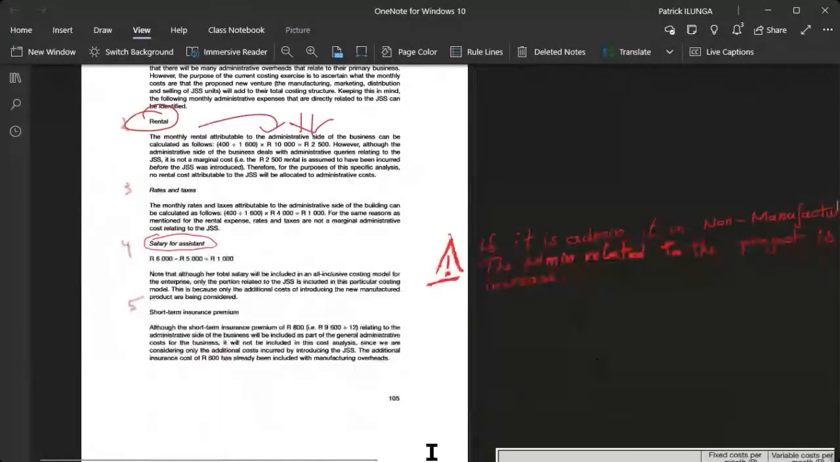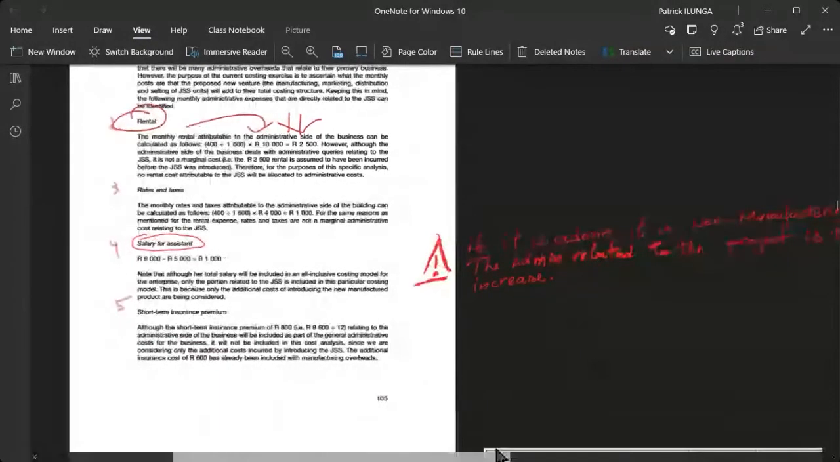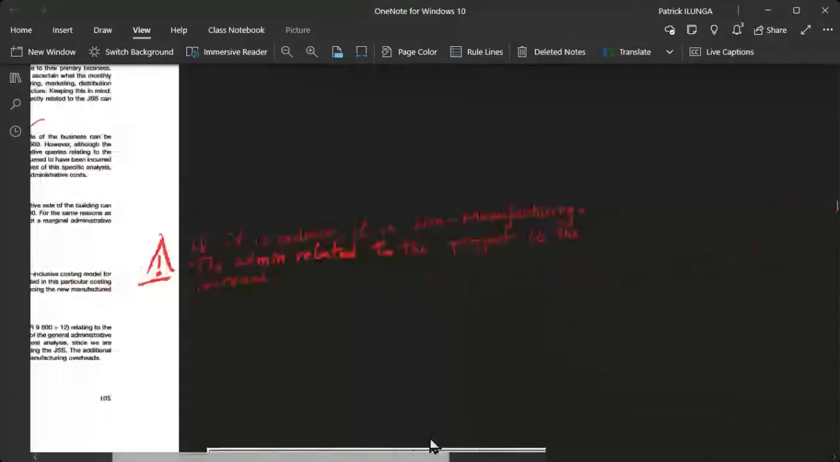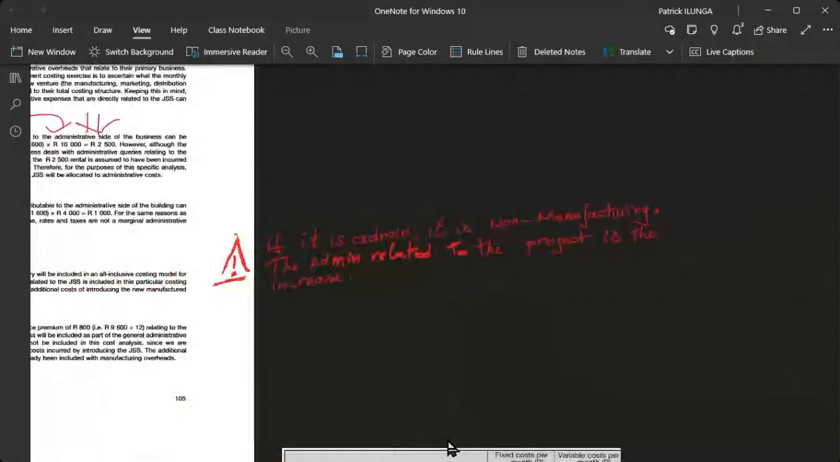So anytime they're talking about admin, don't even think. It's always non-manufacturing. Because some of you might put the admin cost to say, well, but it is the admin that the secretary is doing for the manufacturing of the product. No, but it is admin. And if it is admin, it is non-manufacturing.